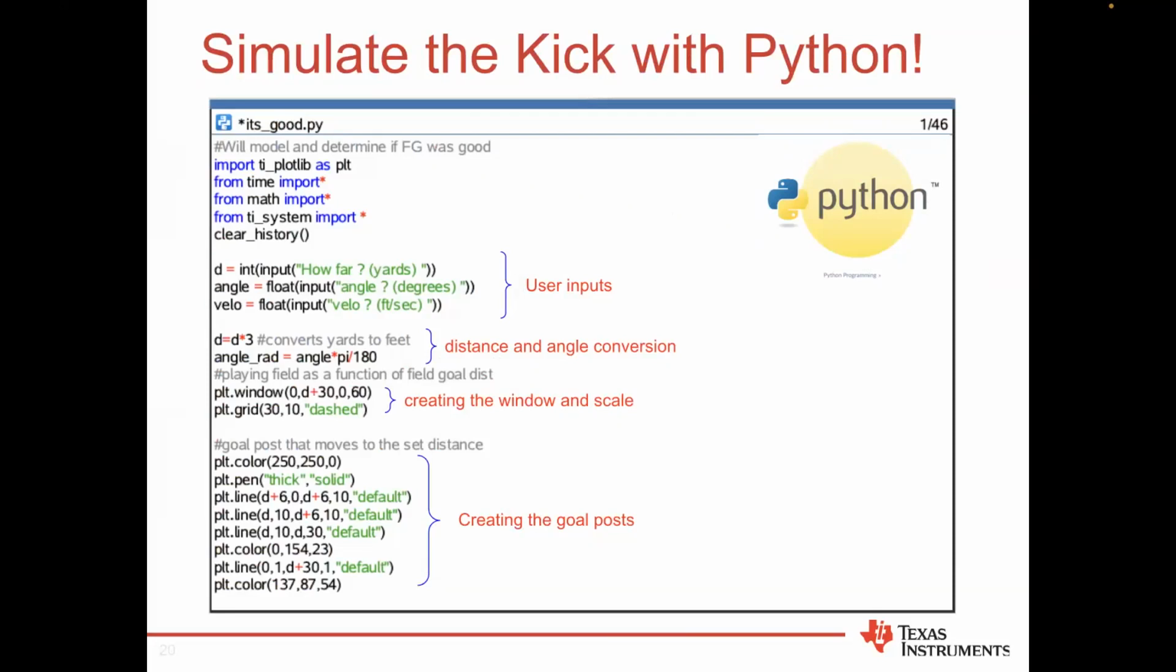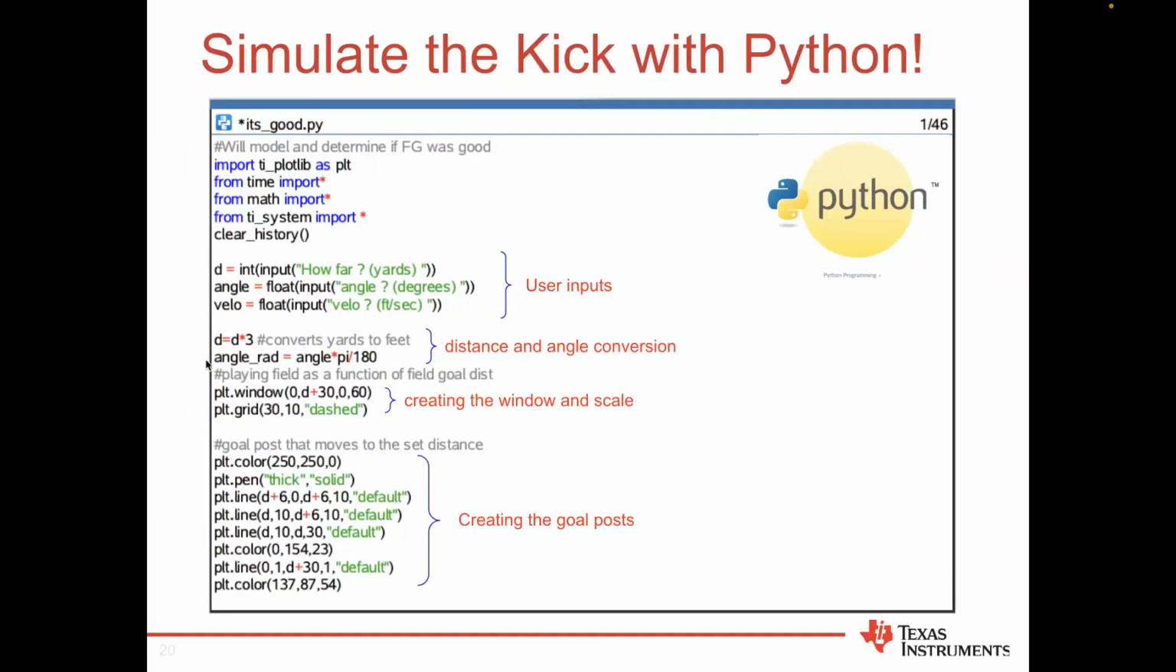And so this initial part where it says user inputs, that's going to be getting feedback from the user, and it's going to be you guys in a few minutes. We want to know how far we're going to be kicking this, what angle we're going to be kicking, and what velocity in feet per second. Those are the things we're getting from the user. How to convert the distance from yards to feet: the scale was in feet, and the way that sine and cosine work in Python is using radians, so we had to do some conversion to radians.